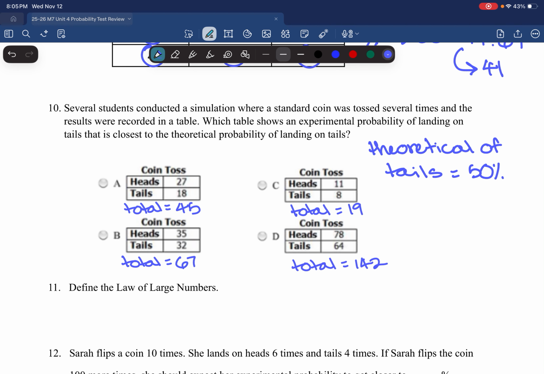All right, and so I'm looking at tails. So 18 over 45, 32 over 67, 8 over 19, and 64 over 142. All right, so go ahead and check in your calculator and see which one of these is closest to 50%. All right, so if you plug all of them in, you'll see that this one is 47%, which is going to be the closest, so it's going to be B.